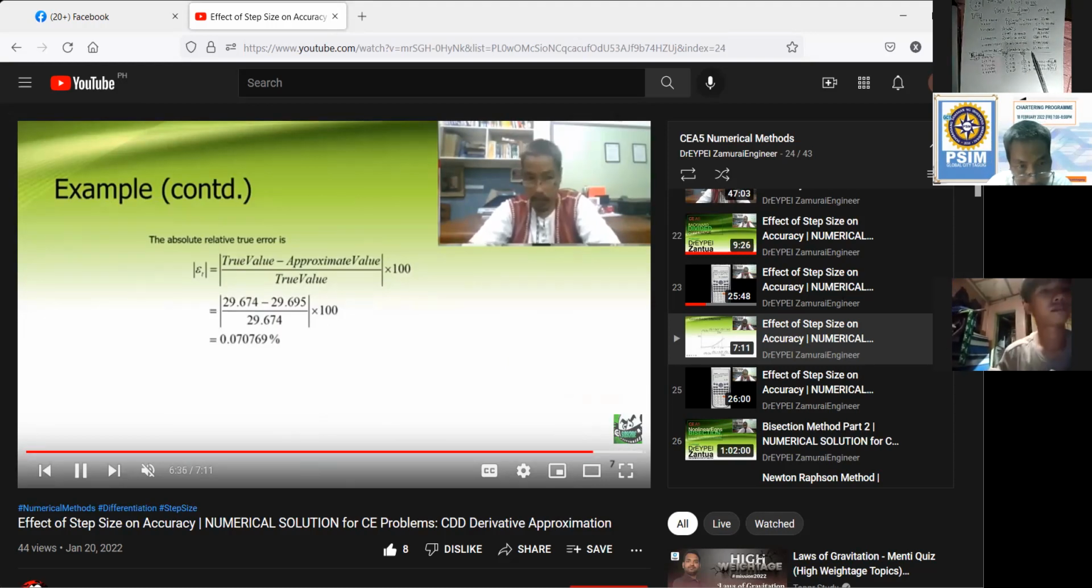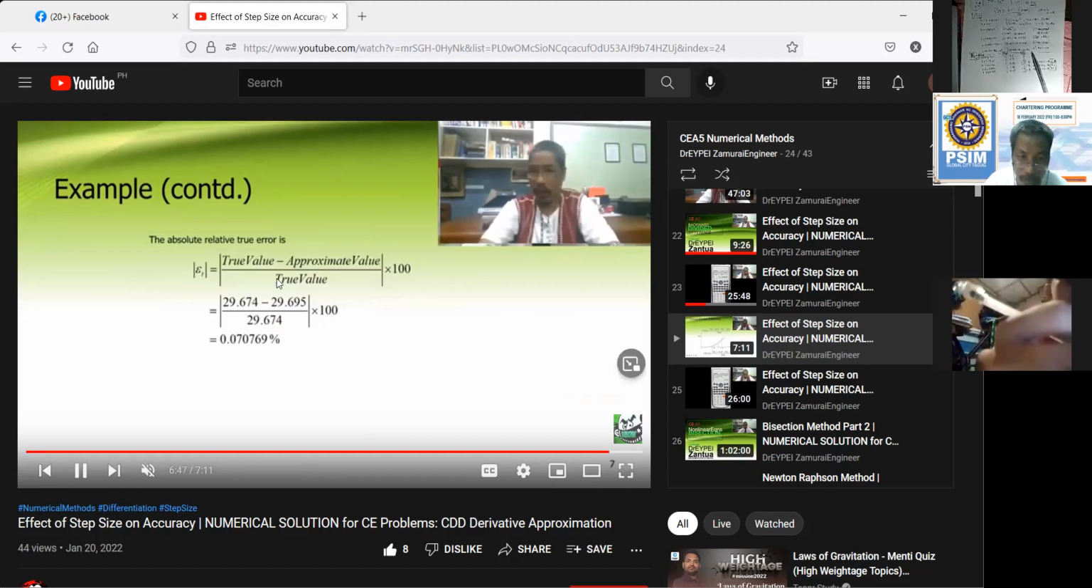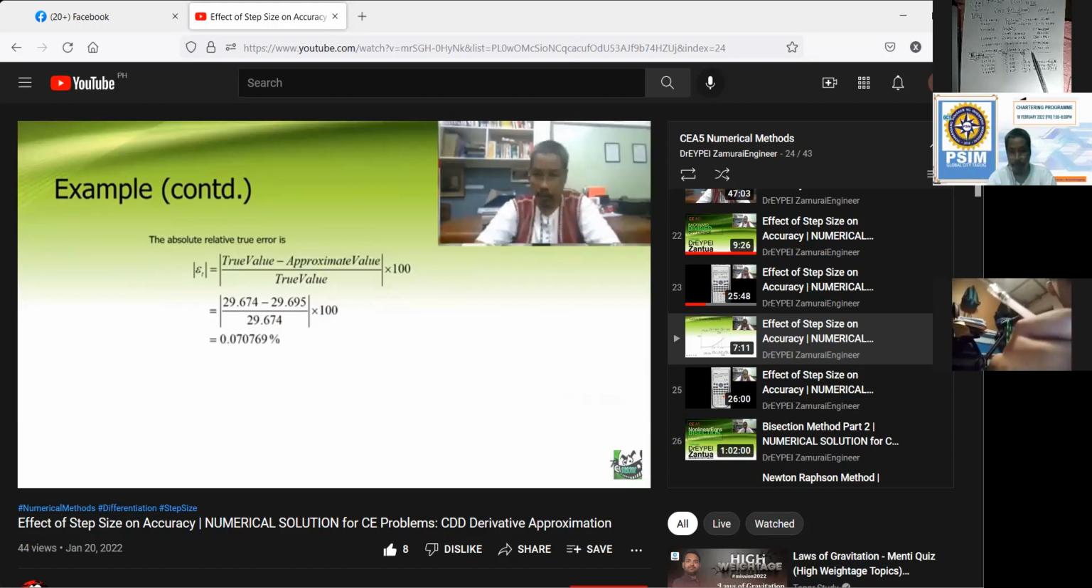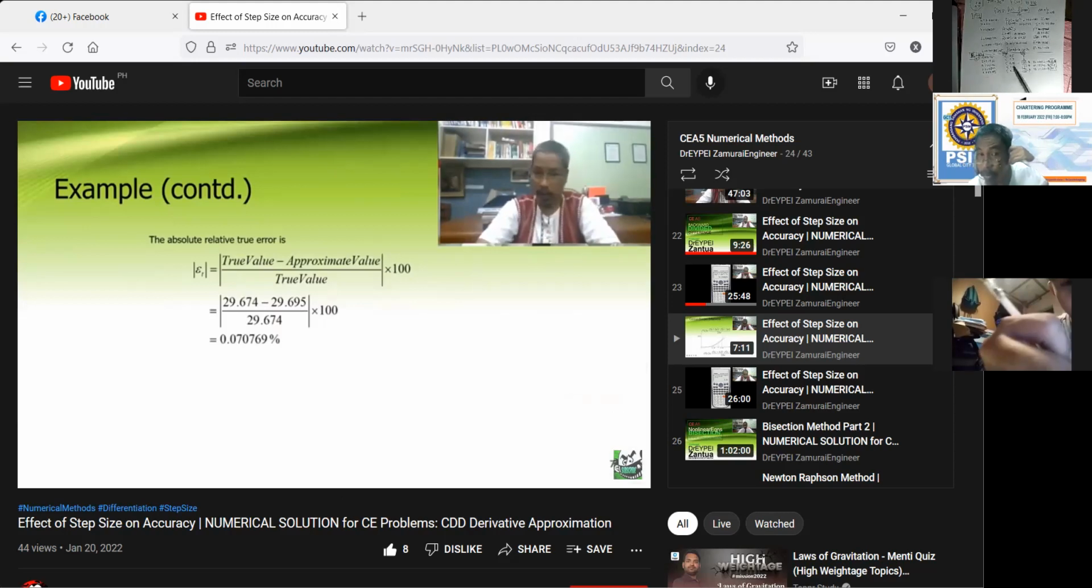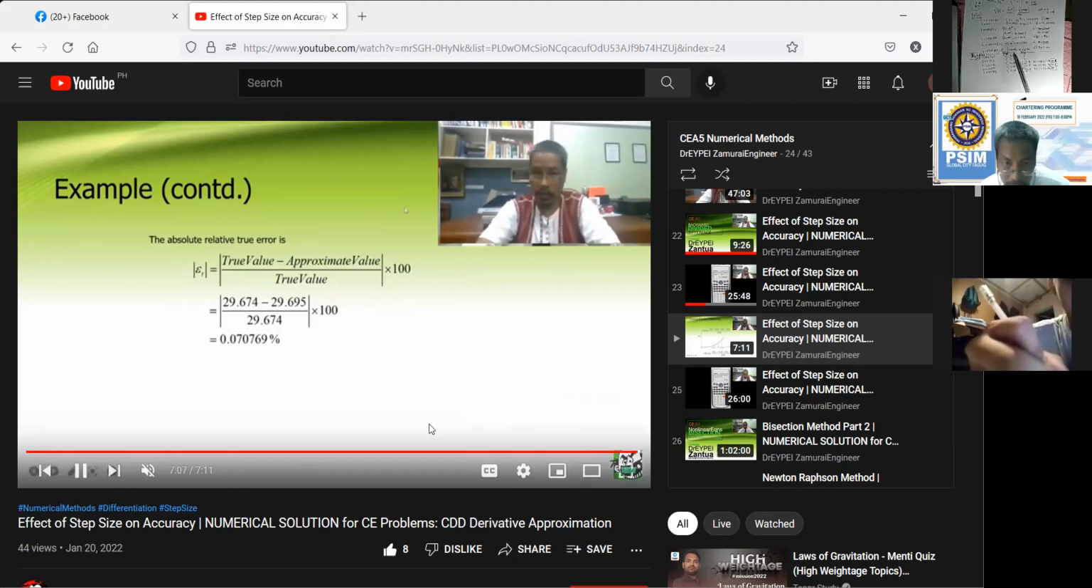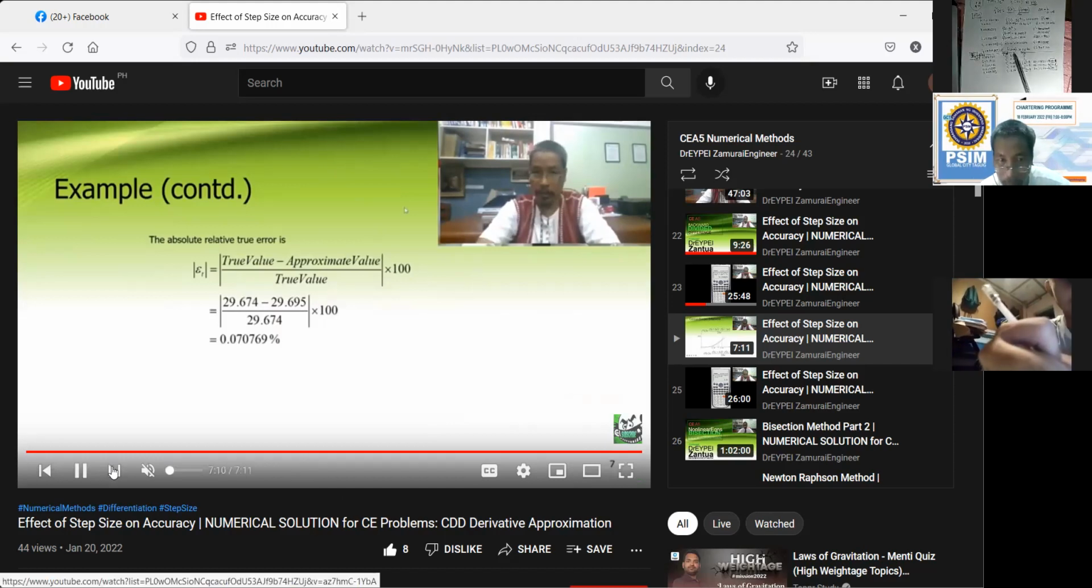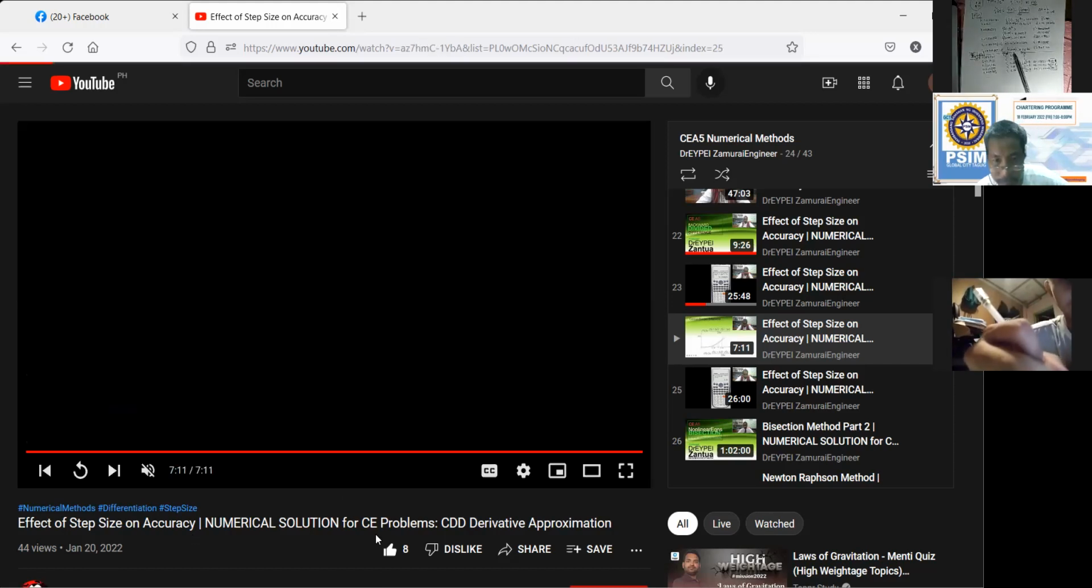Oh, this is the one that I'm talking about. So this is not approximate error, but what? True error. This is a true error. True error is true value minus approximate value. So we can also compute the true error from this if we know the true value. Okay.